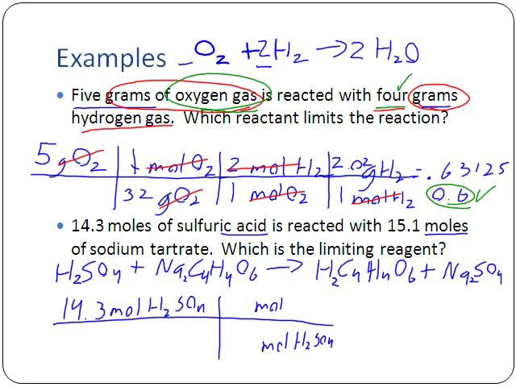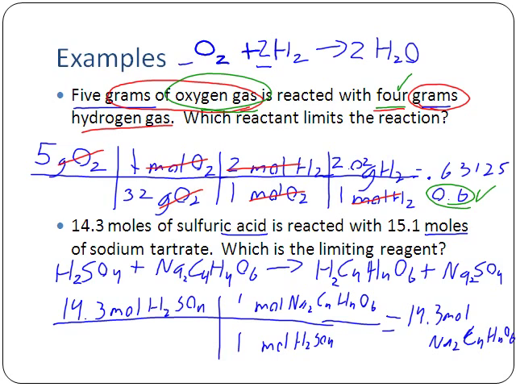And so we want to go to moles of what we want, which is sodium tartrate. And so sodium tartrate, we said, was Na2C4H4O6. And so what's the mole ratio? 1-to-1. Woo! So this is a very simple one. We get 14.3 moles of sodium tartrate, Na2C4H4O6. All right, just like that.